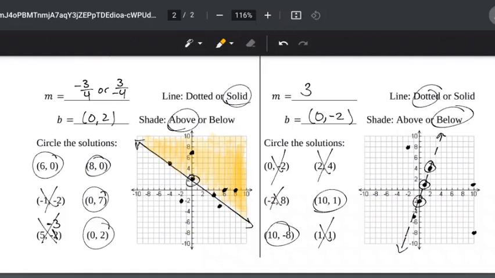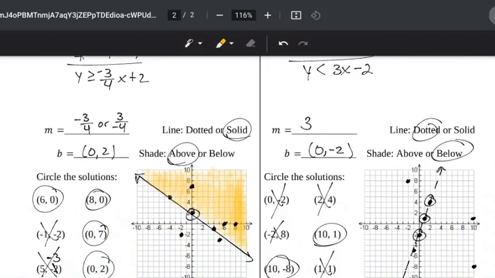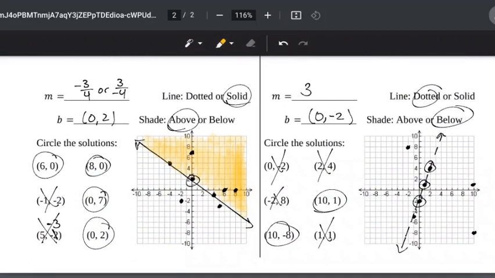Okay, and we take a look at the next one. We get a sign flip in this one because we divide by a -2, so greater than becomes less than. Our slope is 3, and our y-intercept is 0, -2 this time. No equal to, so it's dotted, and it's less than, so it's below the line. So, excuse me, I did not shade. So here's below the line here. We have 3 points that I've circled: 0, -2; 1, 1; and 2, 4. Those are all on the dotted line, and therefore they are not solutions because it's not or equal to in our inequality.